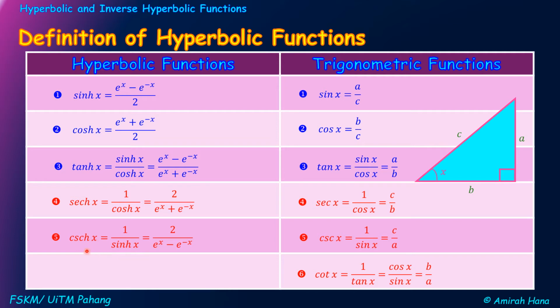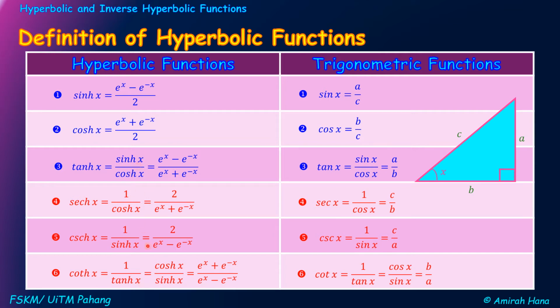So cosech x equals 1 over sinh x. And cosech x we can also read as hyperbolic cosec, which equals 2 over e to the power of x minus e to the power of negative x. And then the last one, coth x equals 1 over tanh x.